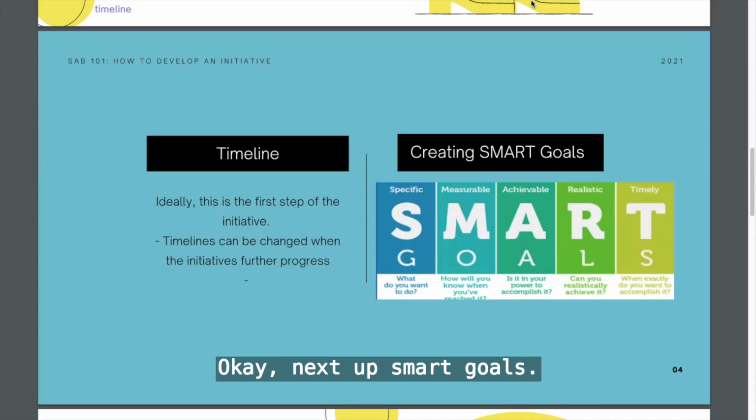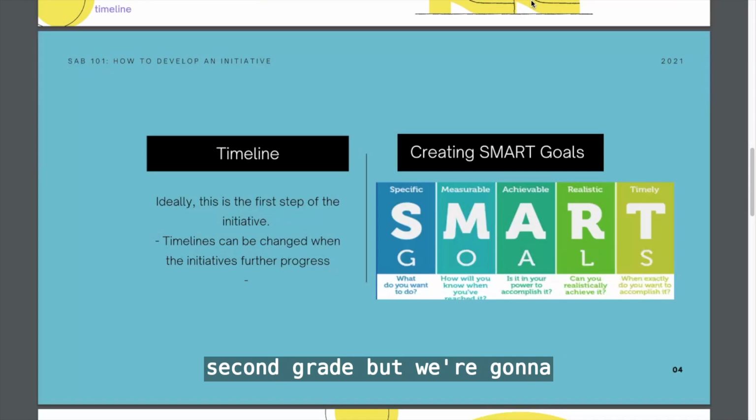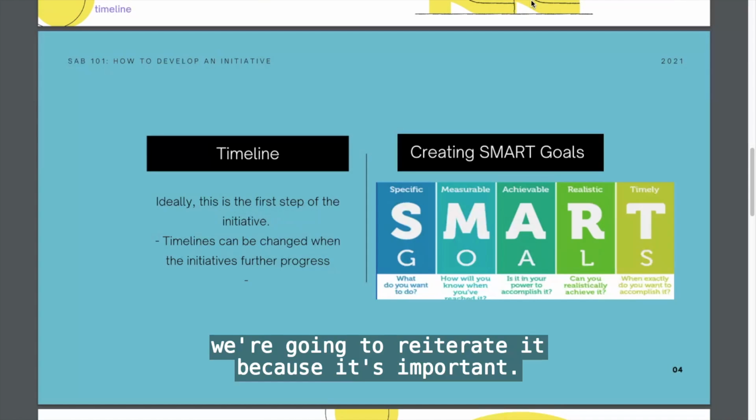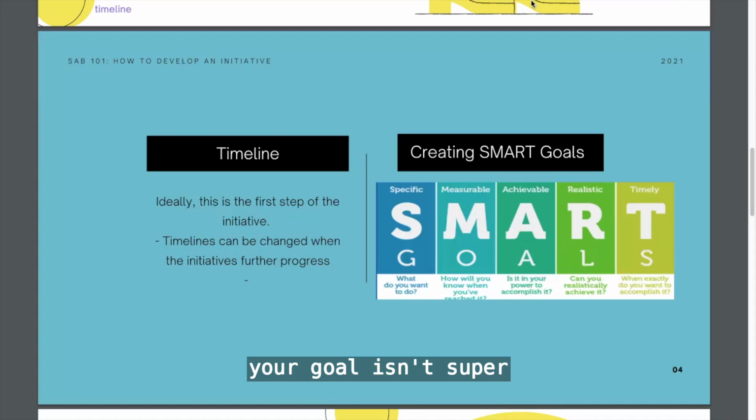Okay, next up, SMART goals. You guys have probably heard about this since literally the second grade, but we're going to reiterate it because it's important. Okay, so S stands for specific. You want to make sure that your goal isn't super diverse.